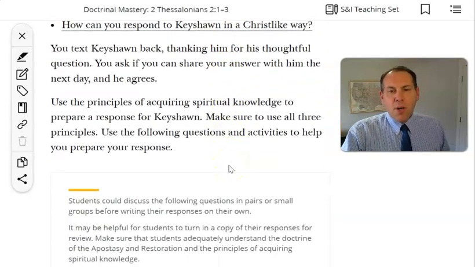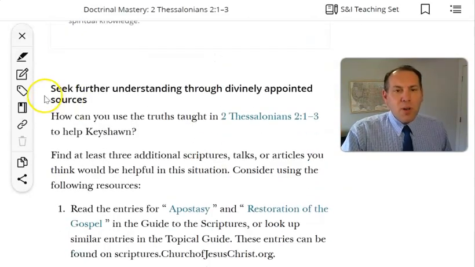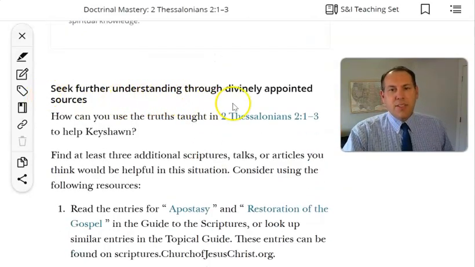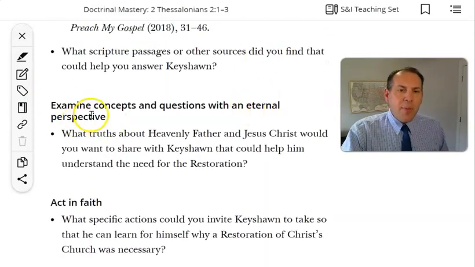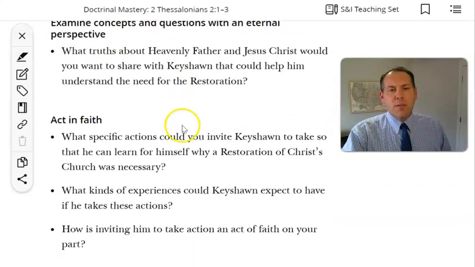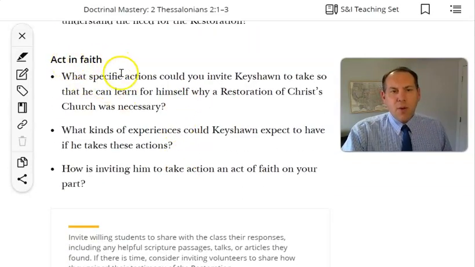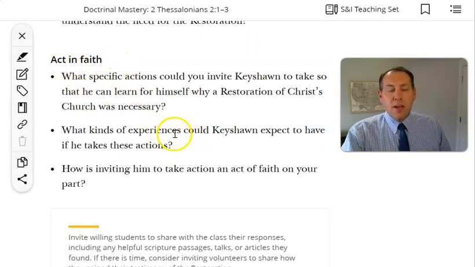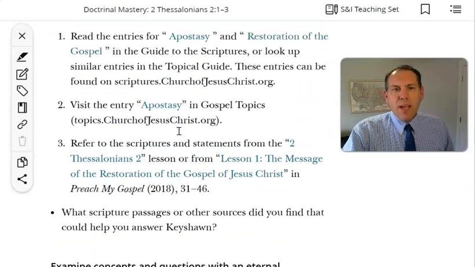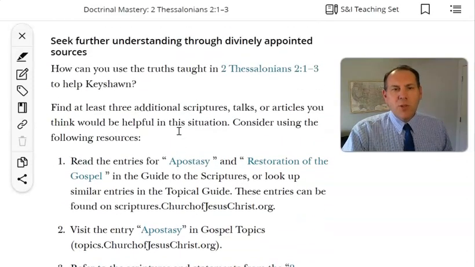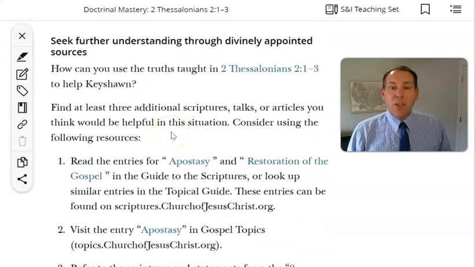We then go and have students really explore as they seek further understanding through divinely appointed sources. And as they think about concepts and questions with an eternal perspective, they figure out what it means to act in faith in this scenario, both as the friend and the person who is asking this. And so I might invite students to work in groups of 2 or 3 and to take notes.